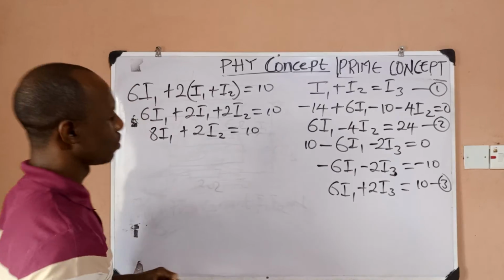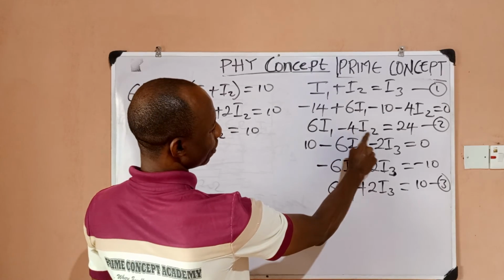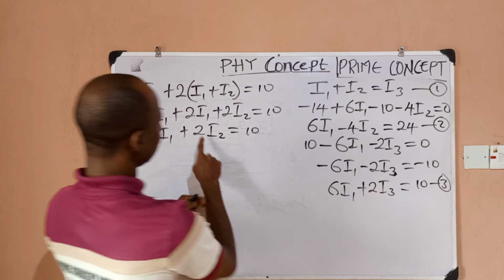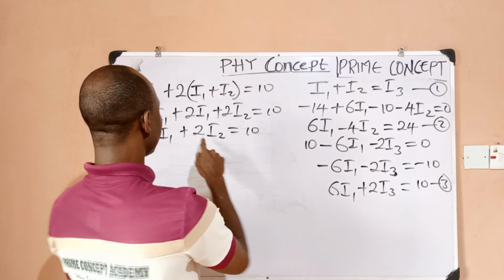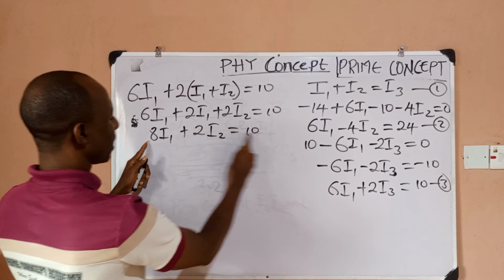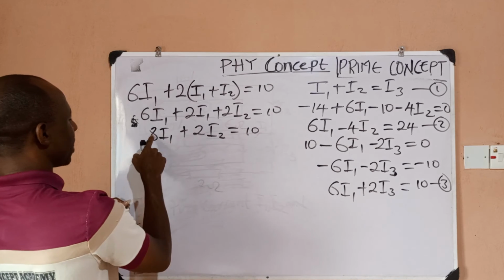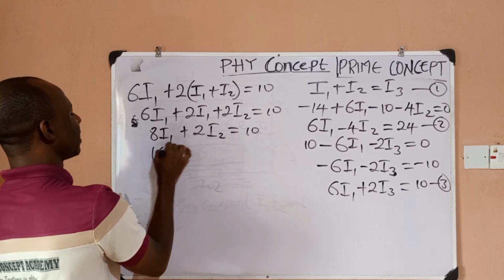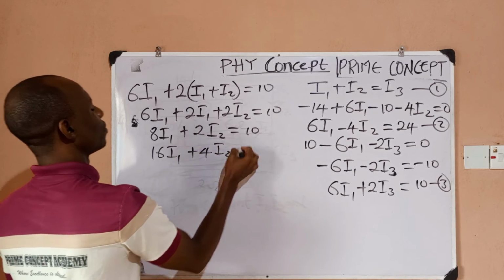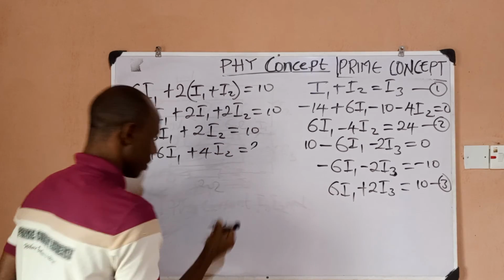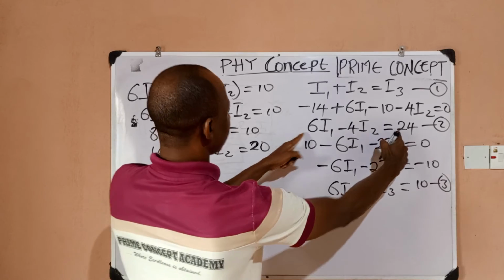Now what do I want to do there? Now you would notice in this place I have minus 4I2. In this place I have 2. So I want this to also be 4, right? So I'm going to multiply through this equation by 2. So I'll have 2 times this is 16I1. 2 times this is what? 4I2. And 2 times this is what? Is 20, right? Then I'm going to bring equation 2 down.